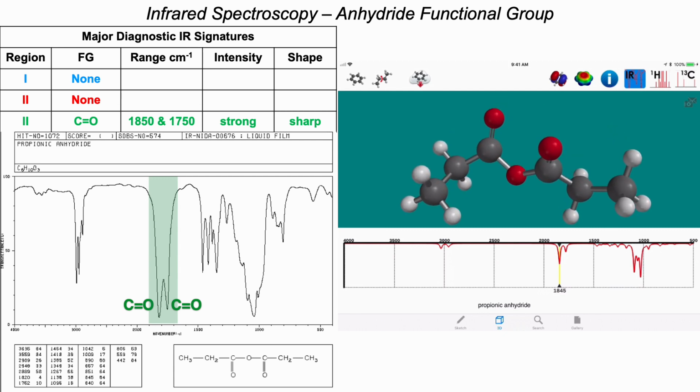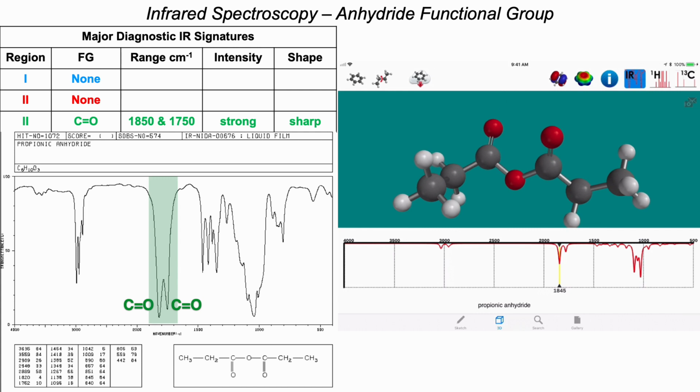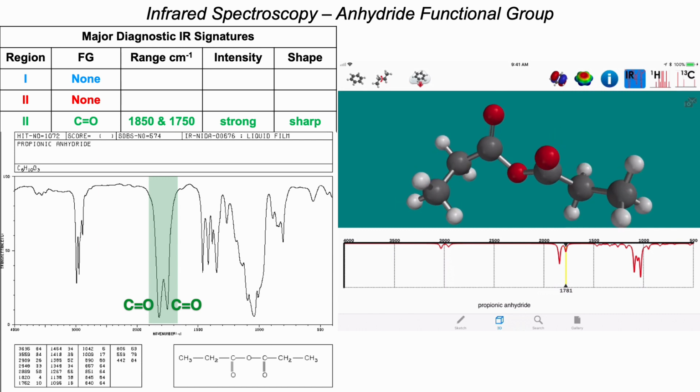So this is what looks like a symmetric stretching, and then when it moves over to the other doublet, this is an asymmetric stretching where they're out of phase.